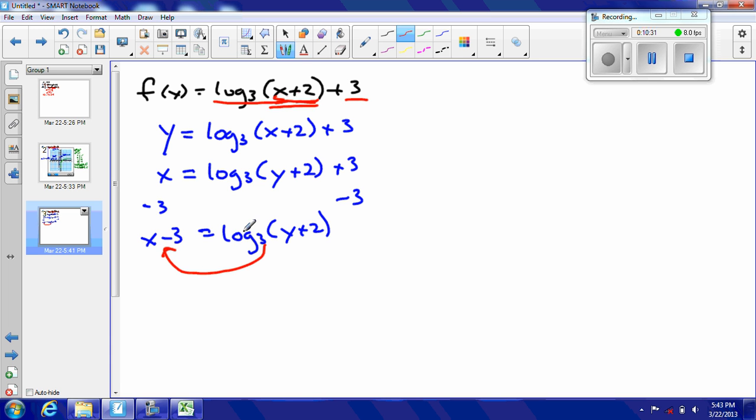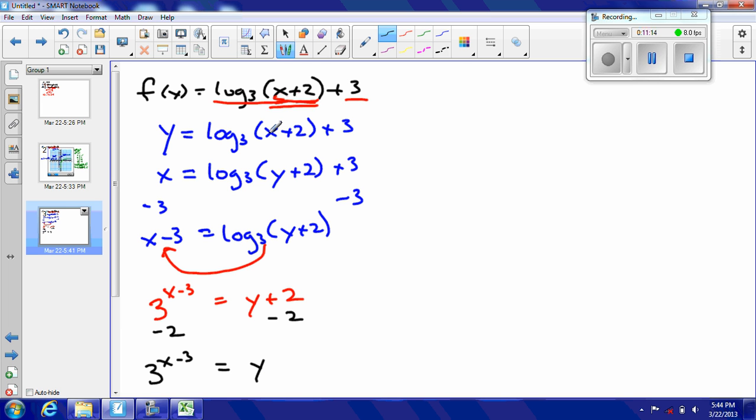In this case, the logarithm is a base 3. It's saying what exponent, x minus 3, has to go on top of the base 3 in order to have an answer of y plus 2. So this is going to look like 3 to the x minus 3 is equal to y plus 2. Well, now I've almost succeeded in isolating my y. I can just subtract 2 from both sides, and I have 3 to the x minus 3 minus 2 is equal to y.